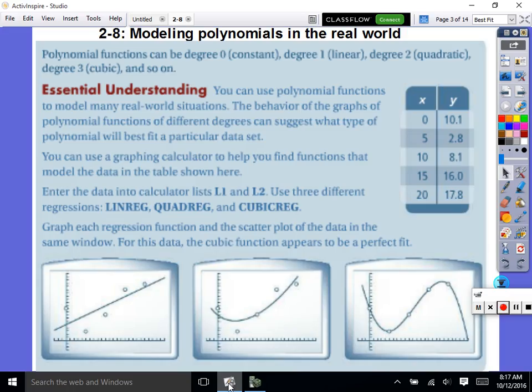All right, now we're going to get started. Everybody, what we're going to be doing today is modeling polynomials in the real world in a sense. Like I said, we're just going to be using our calculators to do all of this, so it's going to be pretty simple. You do have to know a few basic things. We know that this unit we've been focusing on polynomials of any degree, correct? We've really gotten on solving polynomials of any degree.